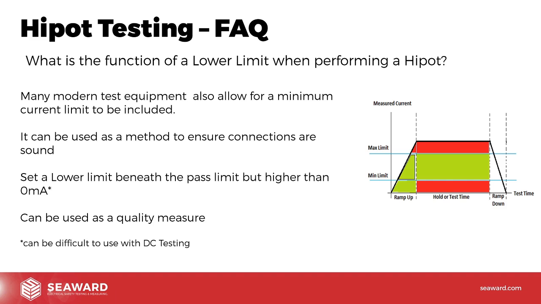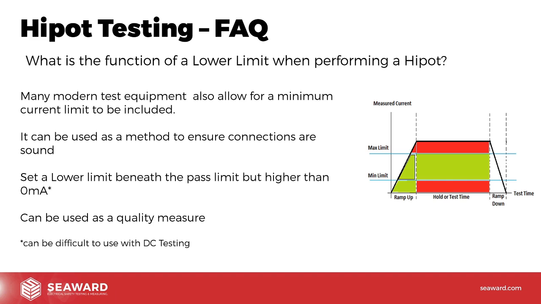So what is the point of a lower limit? Well, when we do the Hipot test, it's typical we will see some leakage, particularly when you're doing AC testing, for reasons we'll come on to in a moment with regards to capacitance. But if we know we're getting some leakage, then we shouldn't be getting zero leakage. And what we can do is set a limit that's beneath your expected pass limit, but higher than zero, and certainly lower than your average values. And what that does is it allows you to be sure that you've definitely got connections.